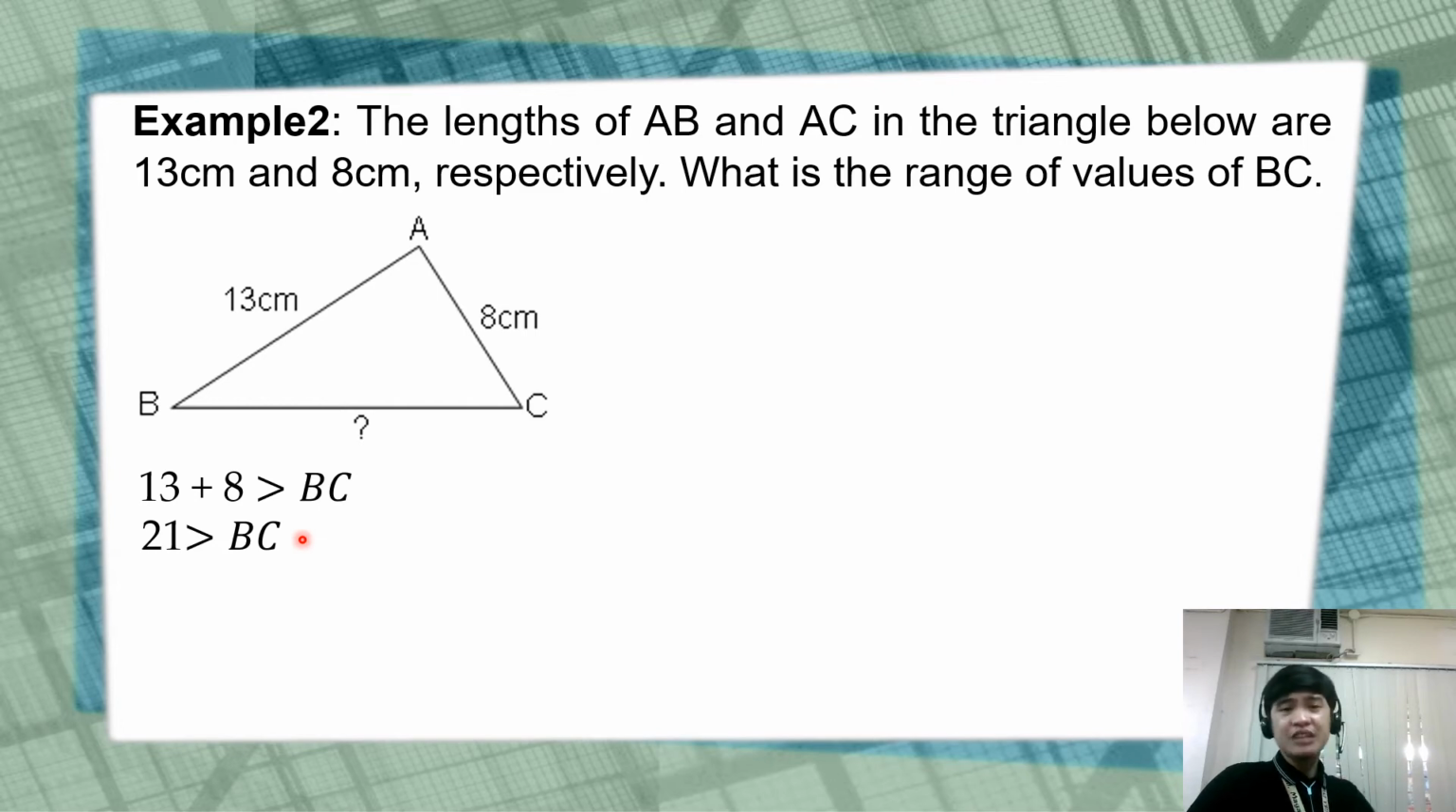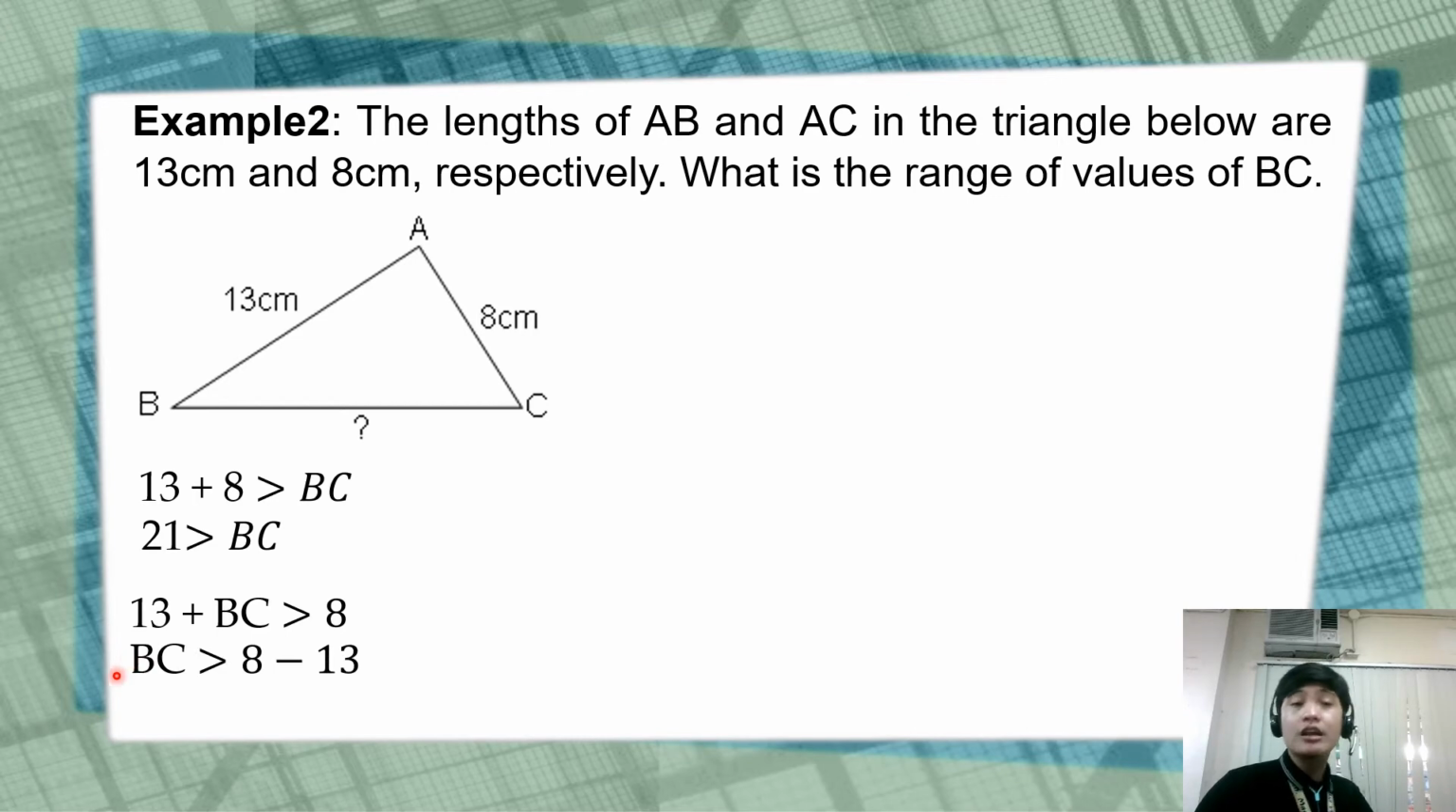But then, hindi natin inaalis ang possibility na yung 13 cm at 8 cm ay may opportunity na maging third side. So, that will lead us to the second condition wherein 13 plus BC is greater than 8. In this condition, 8 cm siya po yung ginawa nating third side. Okay? So, simplifying this further, since we're asked to find the range of values of BC, by transposition, BC is greater than 8 minus 13.